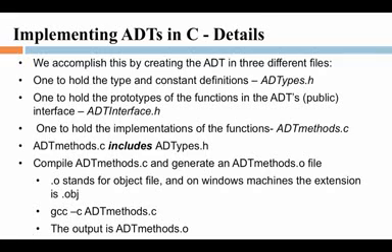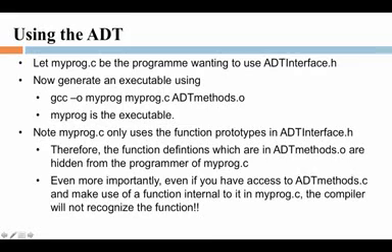So you're almost done, right? You have implemented your abstract data type, and you've created an object file which has now been compiled and which contains the whole description of the abstract data type that you can use in some other C program. How do you use the abstract data type that you have implemented?